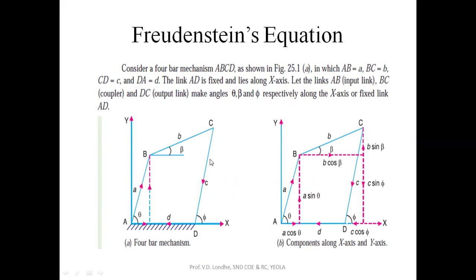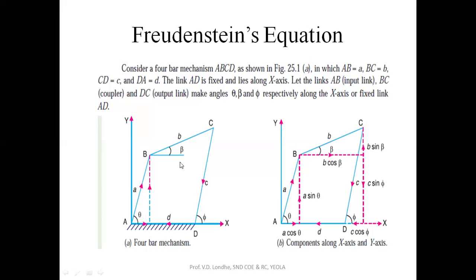Now this four-bar chain mechanism is represented in the plane, so this mechanism is called a planar mechanism. Here, a is the vector representing the link AB, b is the vector representing the link BC, c is the vector representing the link CD, and d is the vector representing the fixed link AD. The angle made by the crank with respect to the fixed link is theta. The angle made with the horizontal by the link BC is beta, and the angle made by the output link or rocker link with the fixed link is phi.